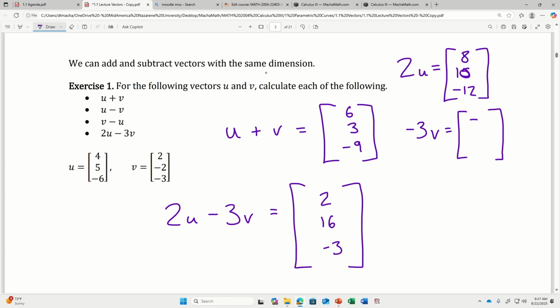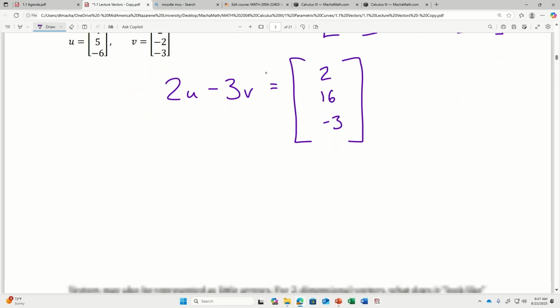So negative 3 times 2 is negative 6. Negative 3 times negative 2 is 6. And then negative 3 times negative 3 is 9. And then you add those together like that. Questions? No? Yeah, so hopefully that makes sense. Hopefully it's exactly how you would expect it to be.